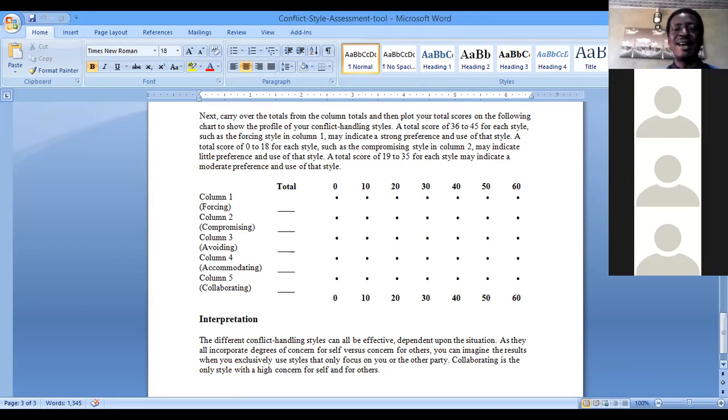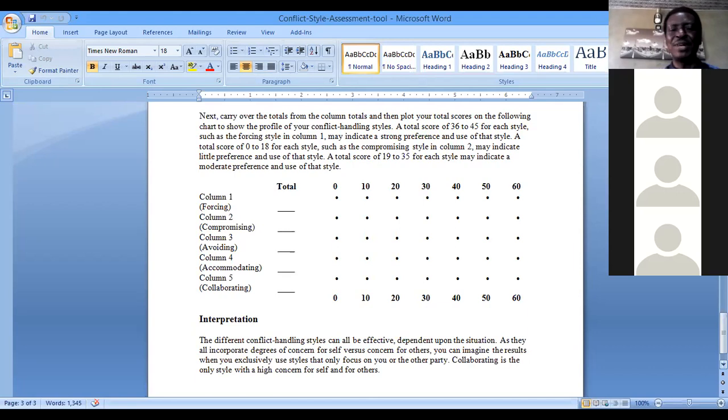Column 4 is accommodating style. The same thing, if you score between 36 to 45, you have a strong preference for accommodating others. If you score between 0 to 18, you have little preference for accommodating others. If you score between 19 to 35, you have a moderate preference for accommodating others.